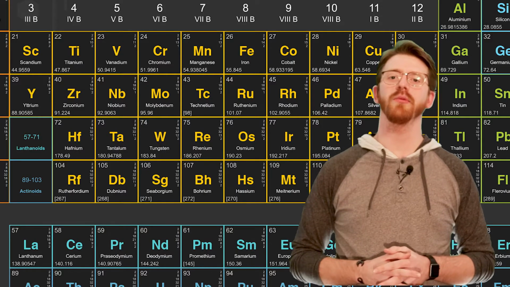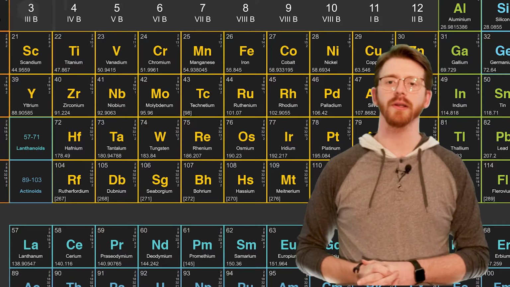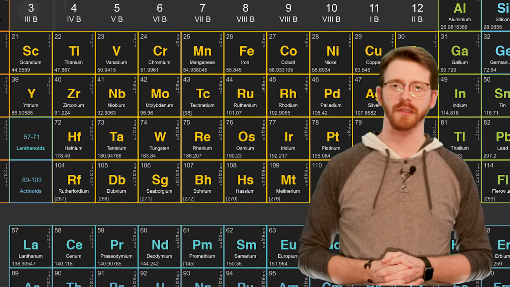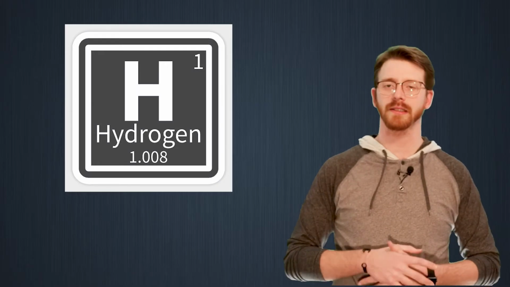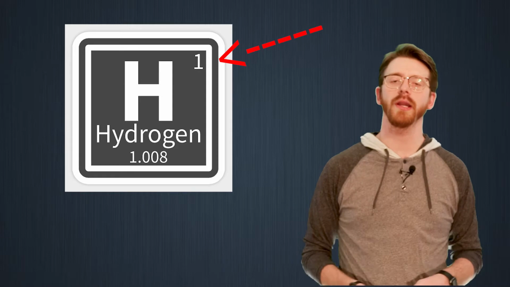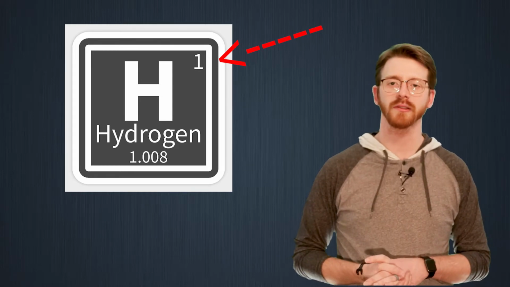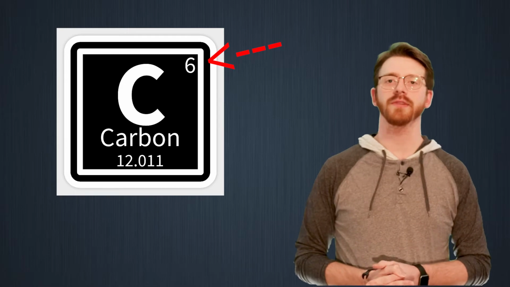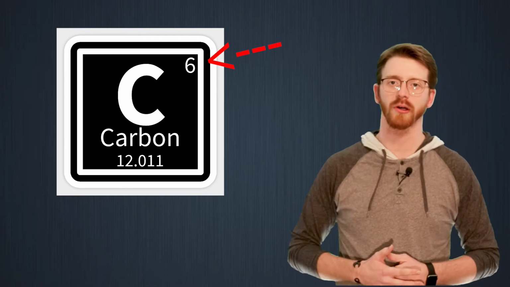On the periodic table, each box represents an element. The letters of the symbols are the abbreviations for the respective elements. For example, hydrogen has a symbol of H. The number above the symbol is called the atomic number, and it represents the number of protons that element has. Carbon has an atomic number of 6 because it has 6 protons.